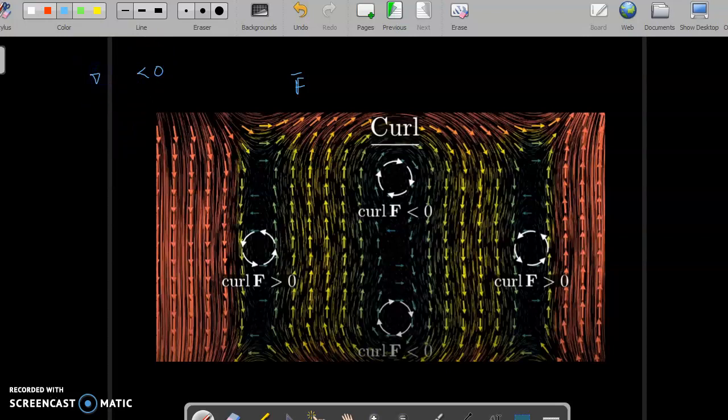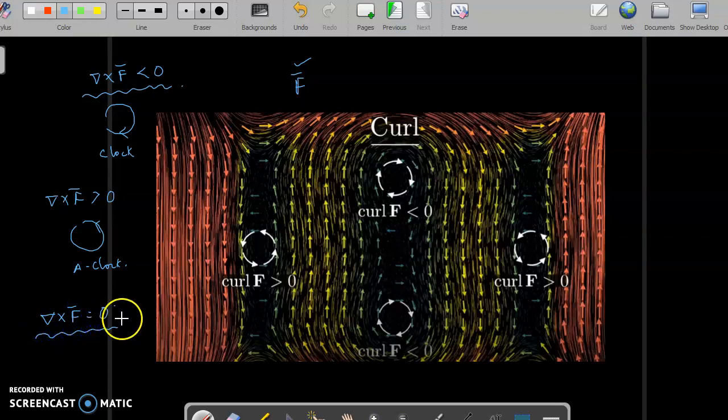If the curl of a vector field, here I am taking vector field F, is less than 0, it indicates that the vector field is rotating in a clockwise direction. If the curl of a vector field is greater than 0, it indicates that the vector field is rotating in an anti-clockwise direction. This is the clockwise, this is the anti-clockwise direction. So if the curl of a vector is 0, it indicates that the vector is not rotating.